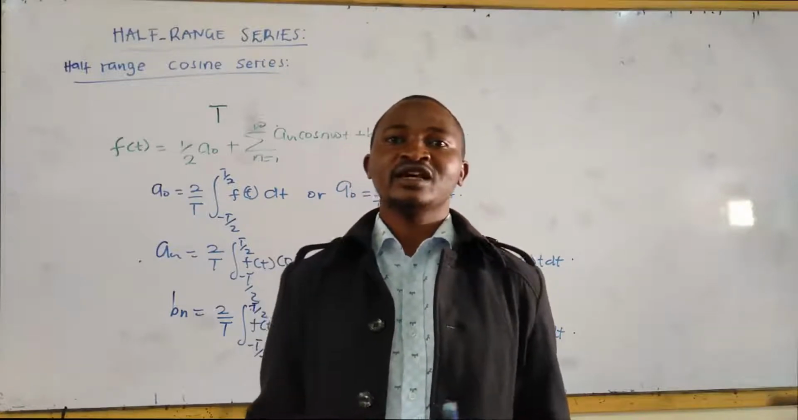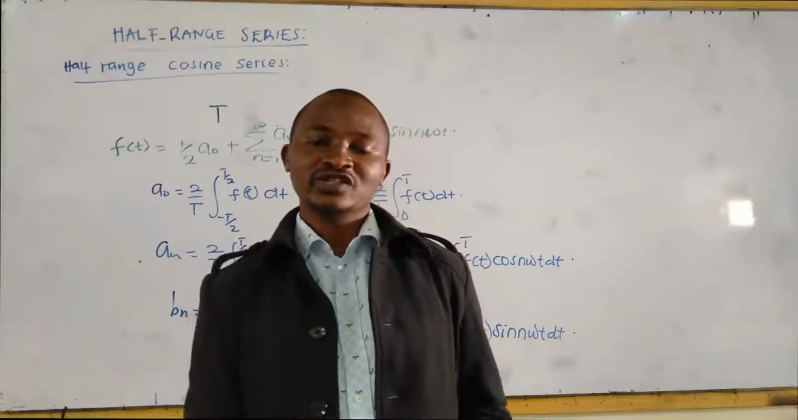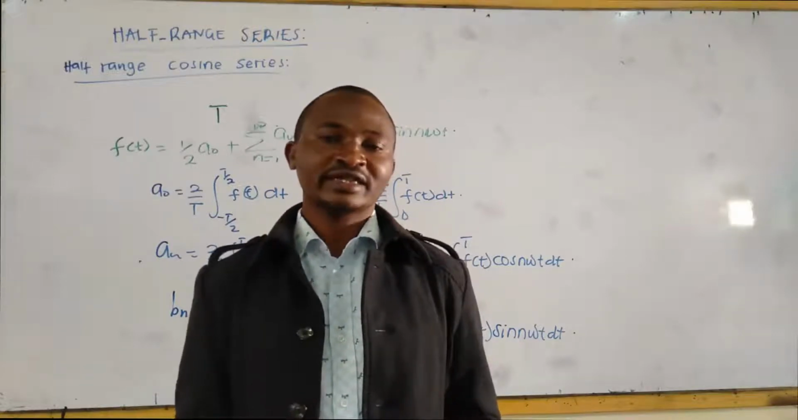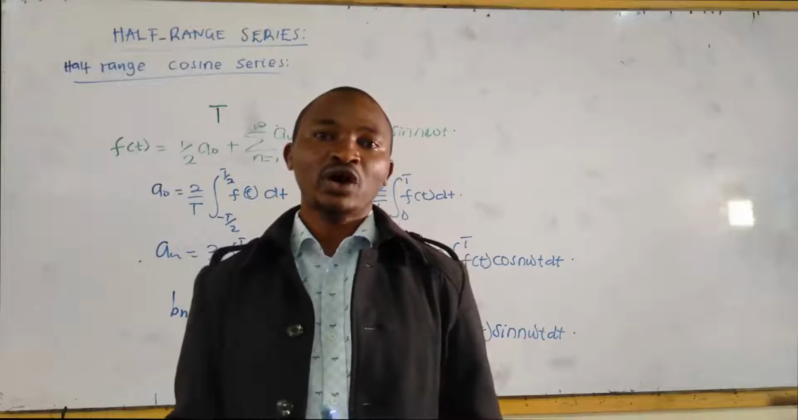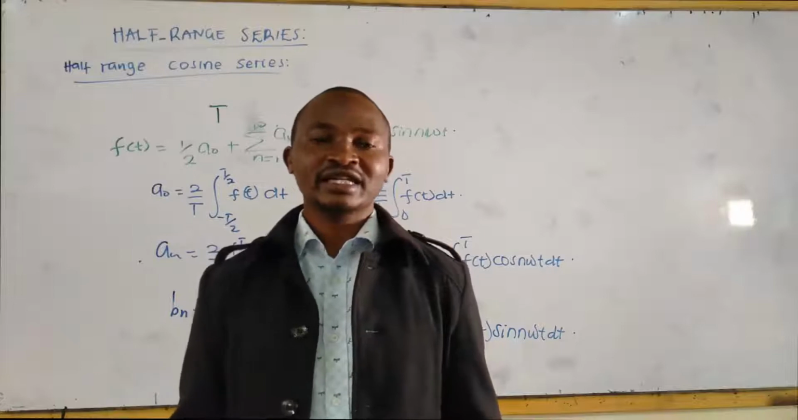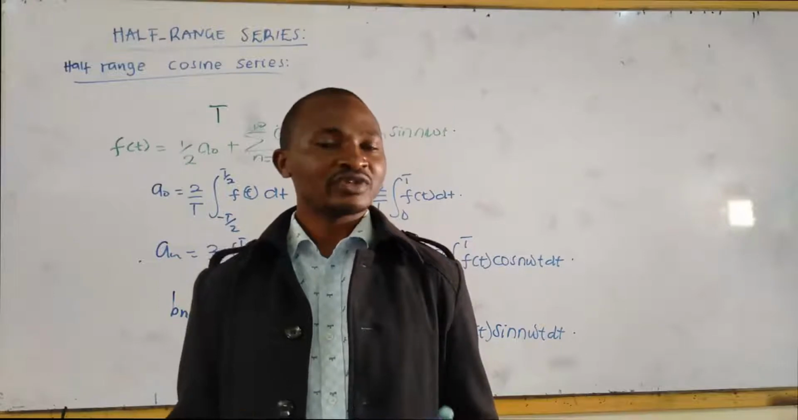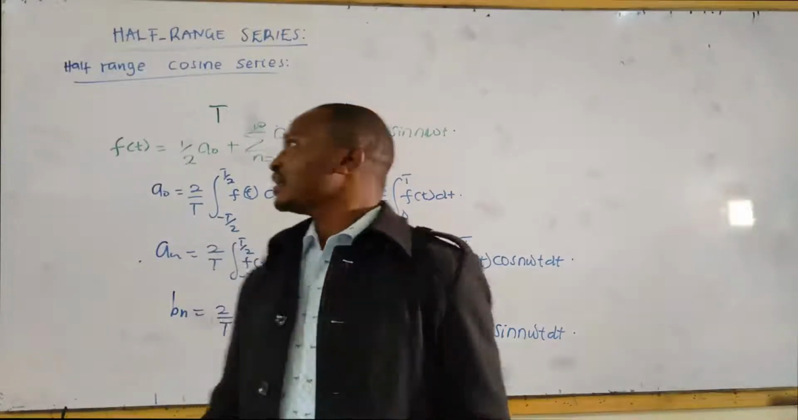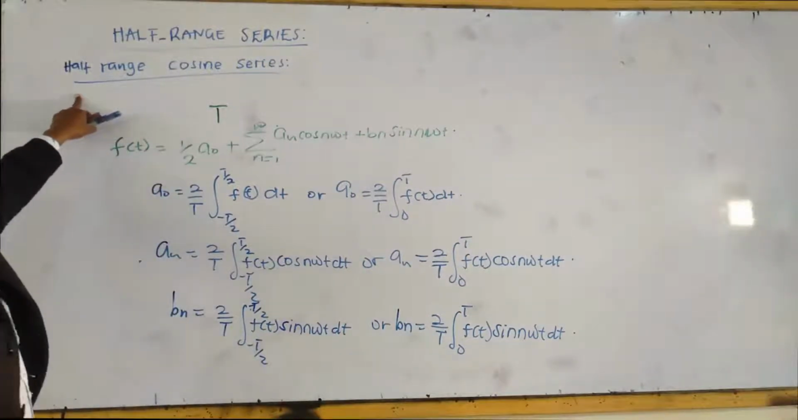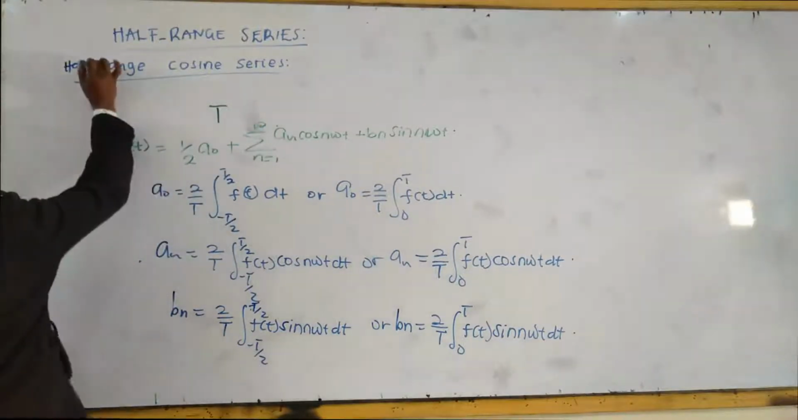In half-range series, you are given half of the range and you are told to treat that function to be either even, so that it has cosine terms only, or you treat it to be odd, so that it has sine terms only. And in that case, you are able to get a Fourier series with cosine terms only or a Fourier series with sine terms only. Now, I want us to start with half-range, a function that will give us a cosine term series, or half-range cosine series.